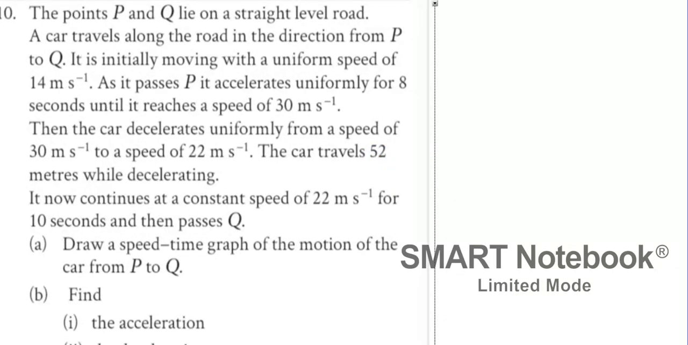Question 3. Points P and Q lie on a straight level road. The car travels along the road in a direction from P to Q. It is initially moving with a uniform speed of 14 meters per second. As it passes P, it accelerates uniformly for 8 seconds until it reaches a speed of 30. Then the car decelerates uniformly from a speed of 30 to a speed of 22 meters per second. The car travels 52 meters while decelerating. It now continues at a constant speed of 22 meters per second for 10 seconds and then passes Q.